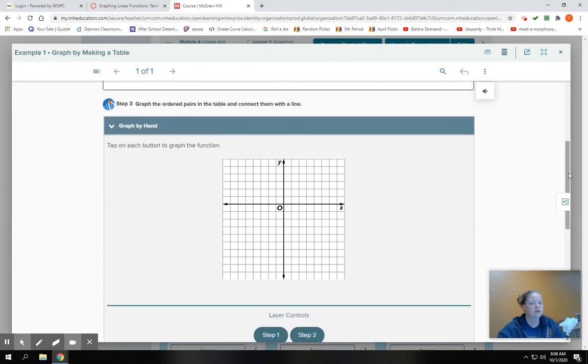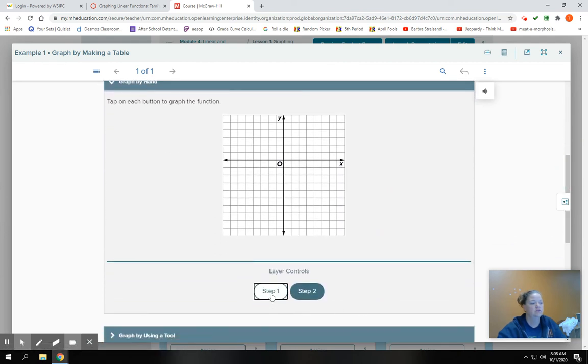So we're going to take our points, negative 4, 5; negative 2, 1; 0, negative 3; 1, negative 5; 3, negative 9, and we plot them onto our graph. Remember, you always do the x first, then the y. And then the last step is to play connect the dots, and you draw a line through all of your points. Make sure that you put arrows on both sides because lines continue forever.